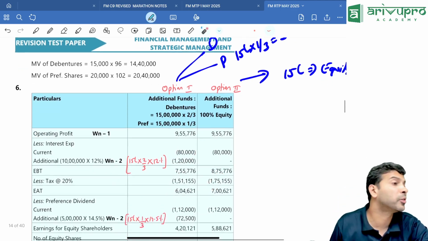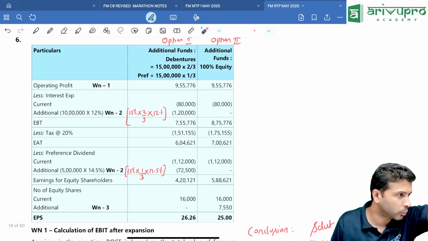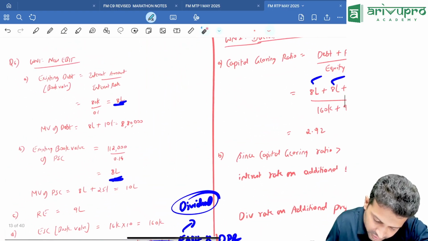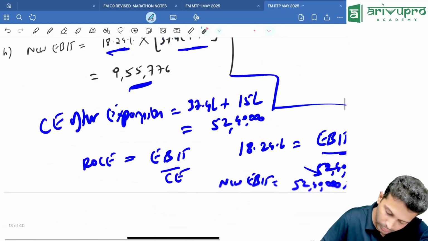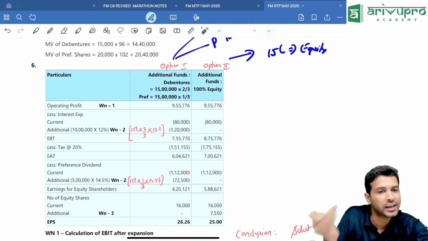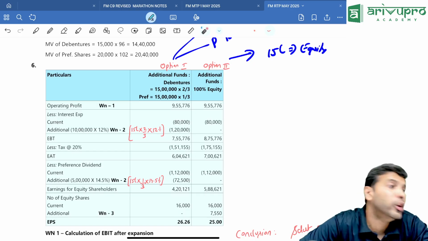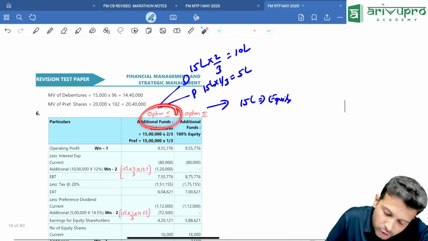Now you have to reduce preference dividend, one time or two times, on old as well as new. What is the preference dividend on the existing shares? On the existing shares, the preference dividend given in the question is 1,12,000. Whether you go for the first option or second option, existing preference dividend will anyway continue. Correct? Now you will also get dividend on new preference shares. Correct? Which option has preference shares? Both options or the first option?